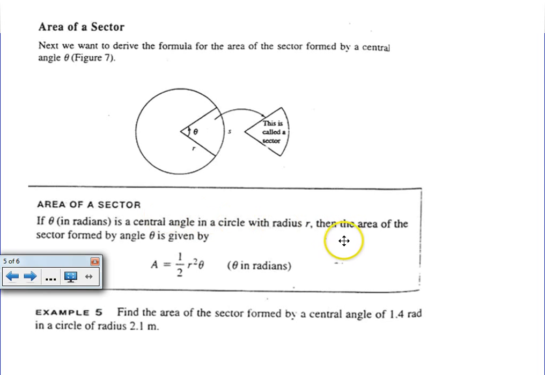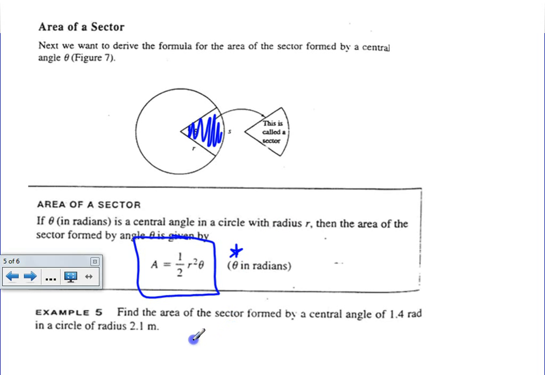Next, I have a formula for the area of a sector. That would be like if I took a piece of the pie out and I want to find the whole area instead of just the arc length. So this is the formula for area of a sector, 1/2 times radius squared times theta, and again, your central angle has to be in radians.